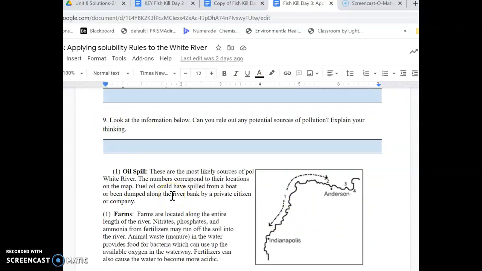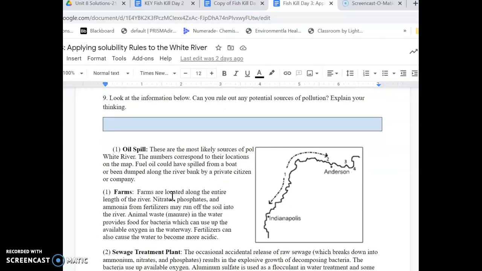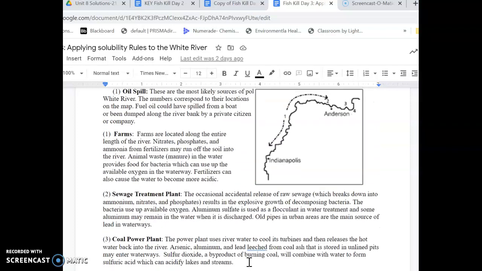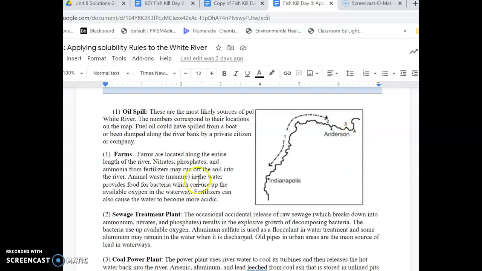For 9, looking at the information below, can you rule out potential sources and explain your thinking? So we have a graph and it tells us some different locations of potential impacts. So here we have oil spill and farms kind of along one. Think about location. Think about what it's made of or releasing here. So here is your farms and oil spill. 2, sewage treatment plant is right here in Anderson. The coal power plant. And then lastly, we have the aluminum smelting plant here as 4.